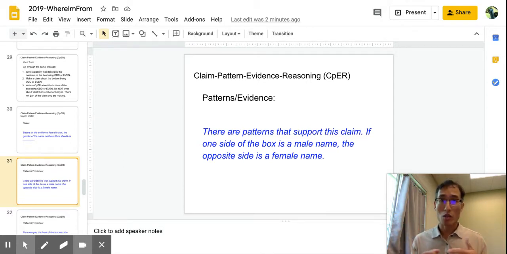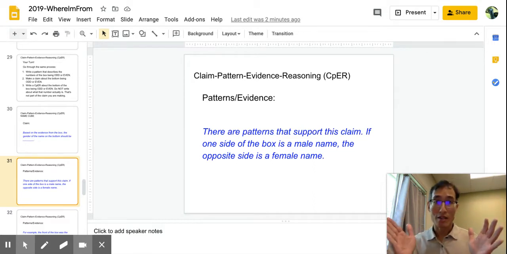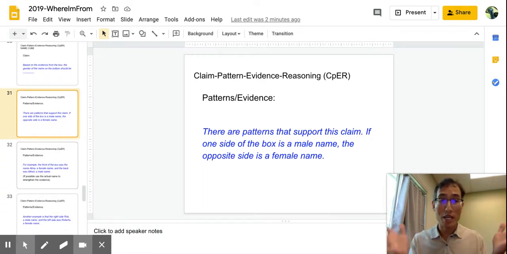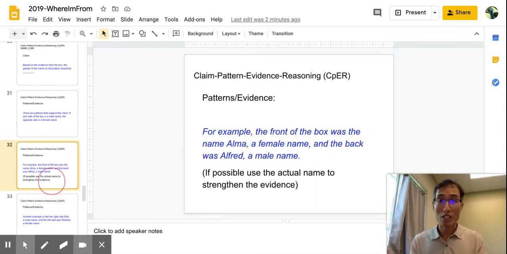So in this case, if one side was male, then the opposite side was generally a female's name. And what are some examples? You give specific examples. And actually, if you can use the names that are on the box, that helps with the examples. That strengthens your evidence. So you say, for example, the front of the box, the name was Alma, which is usually a female name. The back of the box, in this case, was Alfred, usually a male name.